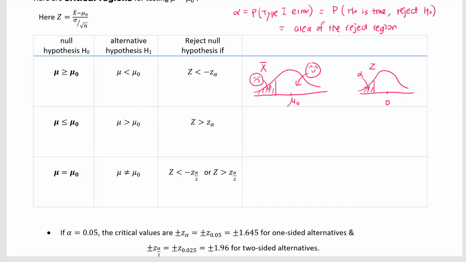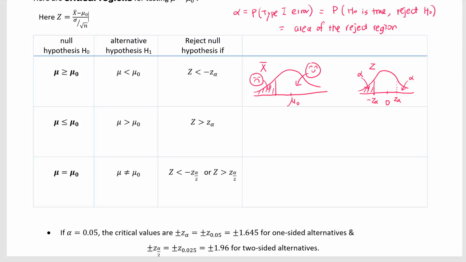Okay, so this area should be alpha. Well, then what is this number? Remember, the z alpha is symmetric about the center, 0. So that corresponds to this guy. This guy is also alpha. We know if this guy is alpha, then this is z alpha. So then this guy is minus z alpha.